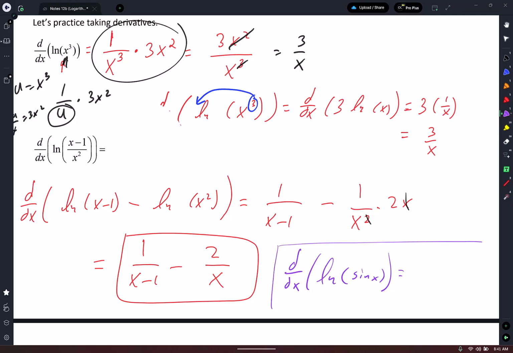Okay. So what I think is 1 over cosine x. No, 1 over u, which is this, right? That's your u. 1 over sine x, and then you do chain rule times, what's the derivative of sine x? Cosine x. So we're going to get cosine x over sine x, which is an okay answer. Is there a better answer? Cotangent x.